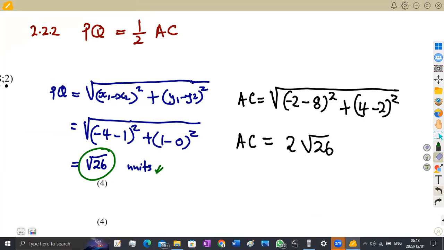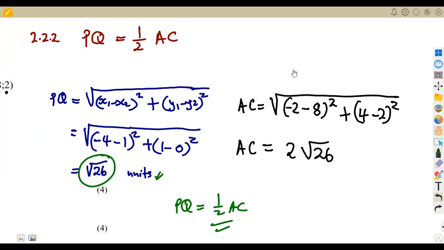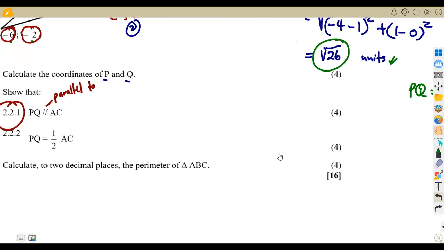So that's it. That's it, guys. We have shown that PQ is half of AC. So this is what they just needed from you for this part. Let's see another part.